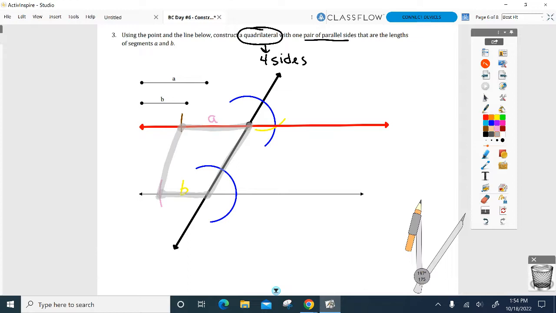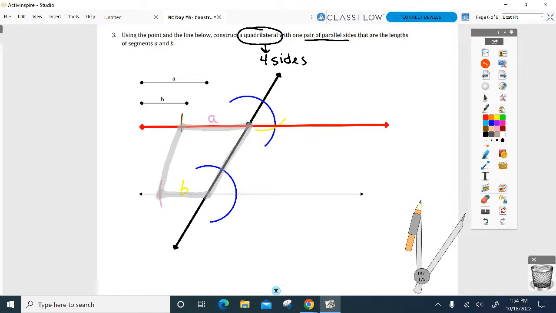Does it have 2 sides that are A and B and parallel? Yep. Now, could I have put B here and A down here and it looked flipped? Yep. Could I have done it on the other side of the transversal? Yeah, a couple different ways to do this. But as long as it's got 4 sides and A and B are parallel. Anything you want to go over with the parallel lines?